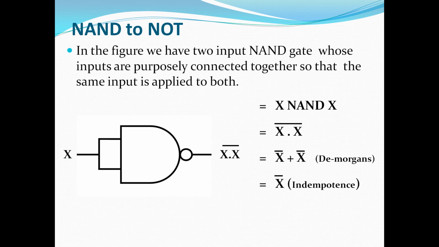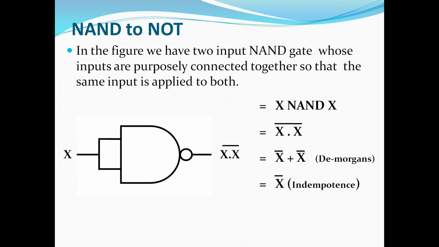In the first part we are implementing the NOT gate. In this figure we have a two-input NAND gate, but both of its inputs are purposefully connected together. Don't think they are connected by mistake.